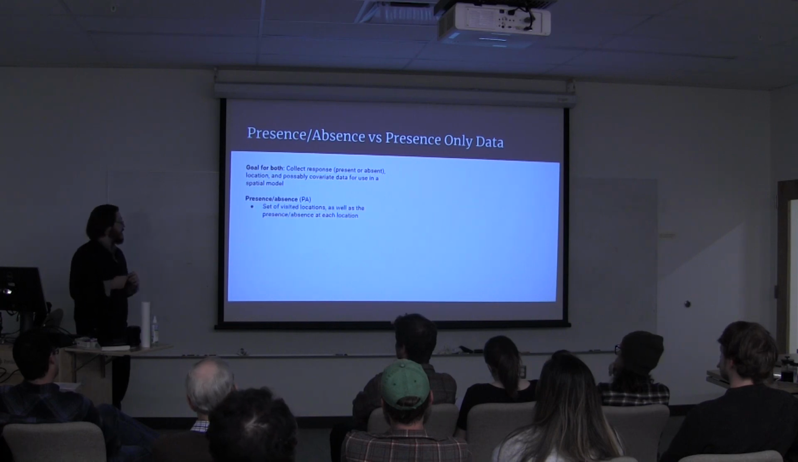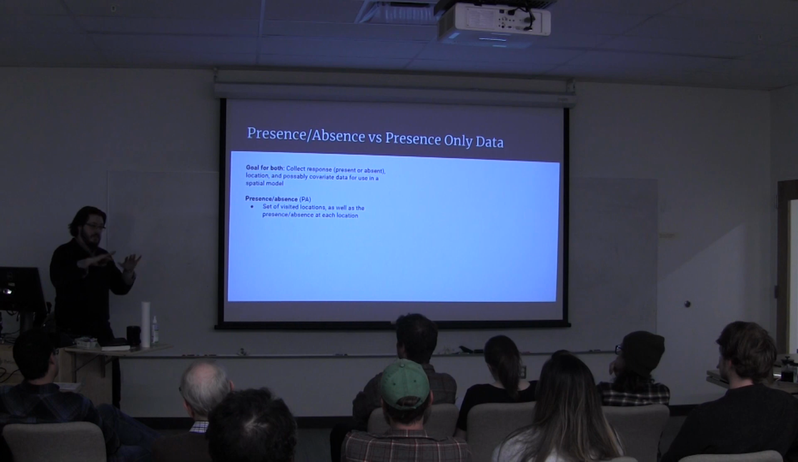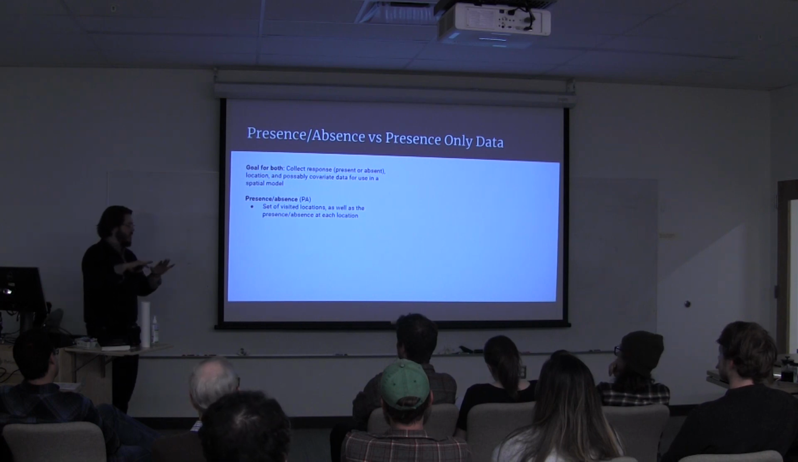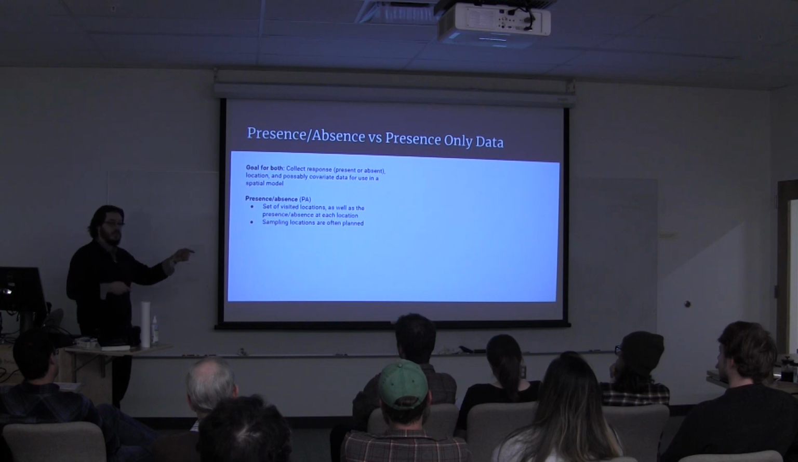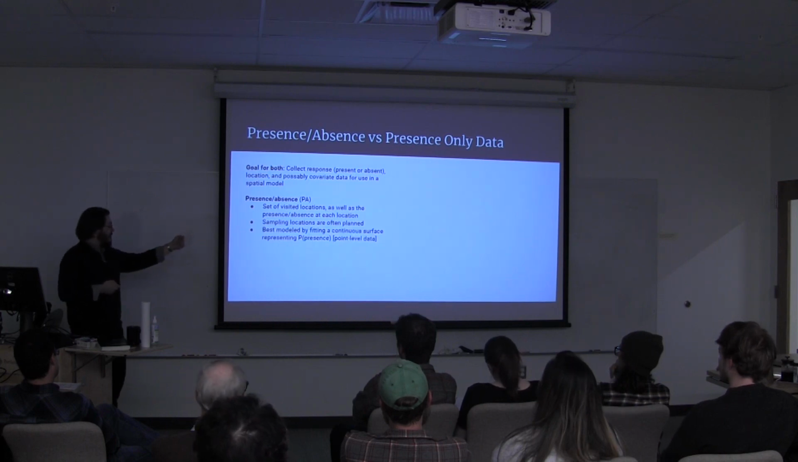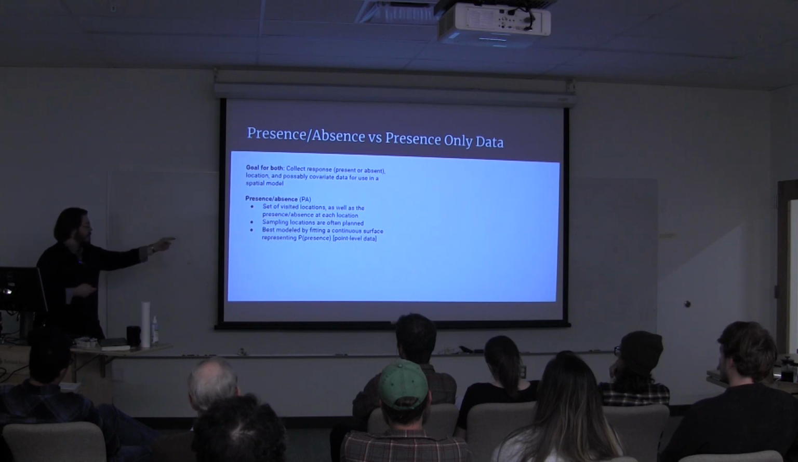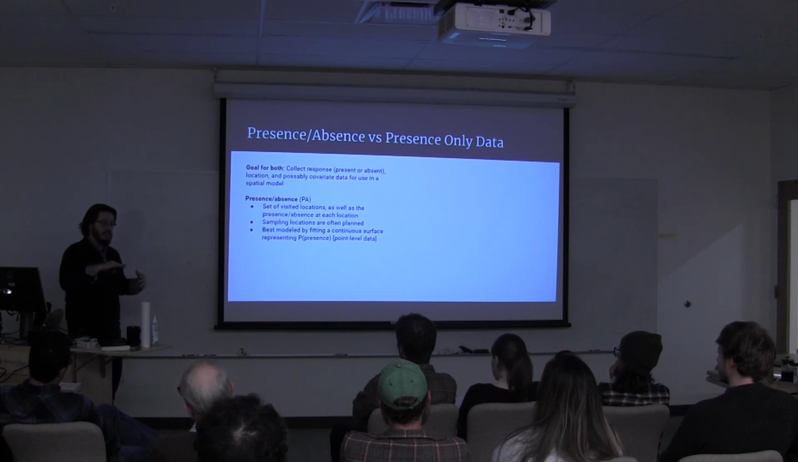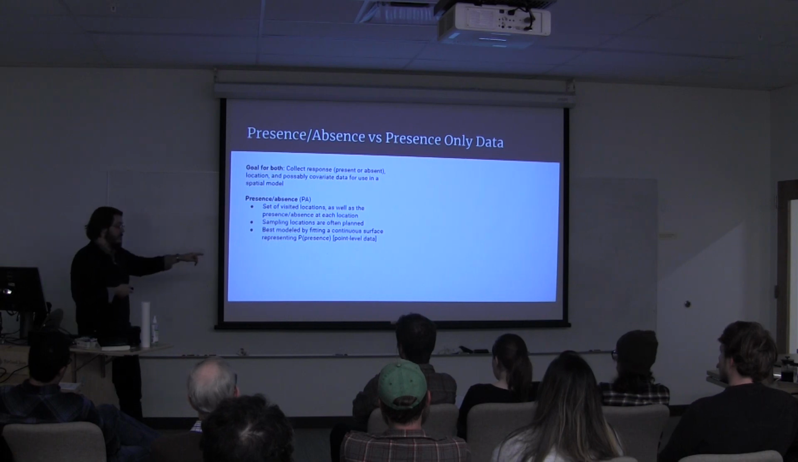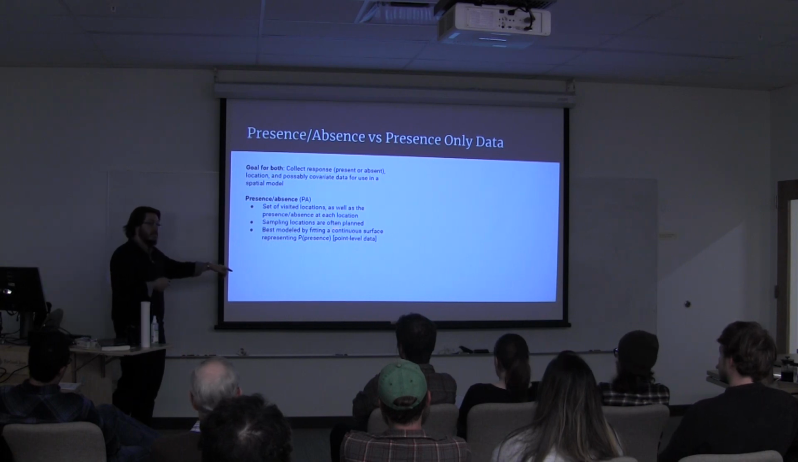So presence-absence data, you find a set number of points that you're going to go visit, and you measure presence-absence at each location. Was the species there or not? And these locations are often planned, and this is best modeled by trying to fit a surface that describes the probability of presence continuously over D. That's the goal. We're going to talk about that in a second. So the big takeaway is that this is point-level data.